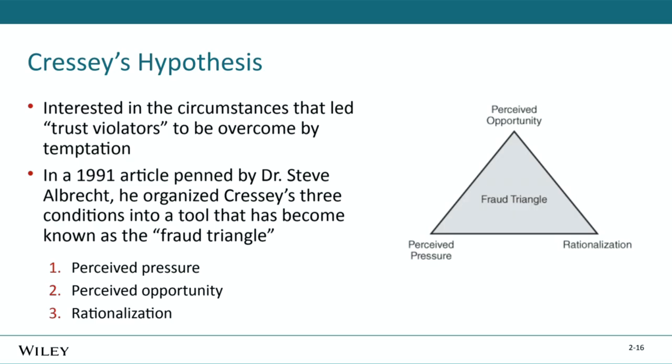developed the fraud triangle. So Dr. Steve Albrecht over there at Brigham Young in 1991 penned an article where he took Cressey's 3 conditions and developed them into a tool that's become known as the fraud triangle. And that triangle has 3 sides: perceived pressure, perceived opportunity, and rationalization. So they had a reason for doing it. There was some pressure on them. So we'll talk more about those right now.